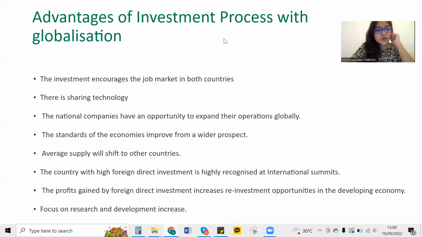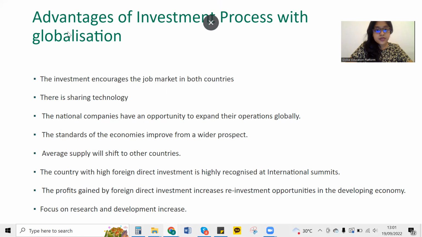And then the third point is that national companies have an opportunity to expand their operations globally. Because of the investment process, the national companies have an opportunity to expand their operations globally. So this is basically what we discuss when it comes to globalization. Because of globalization, there is a benefit. The companies can expand, there is free movement created, and so on. So that is an advantage here, right?